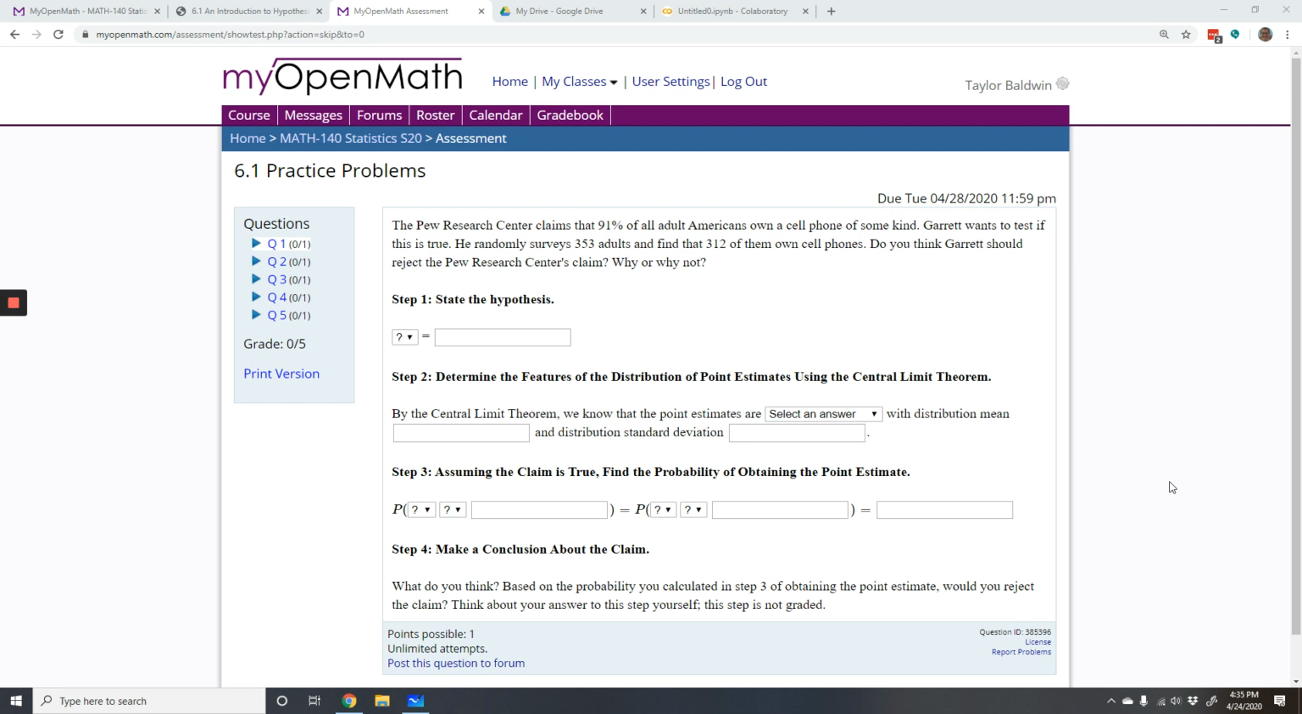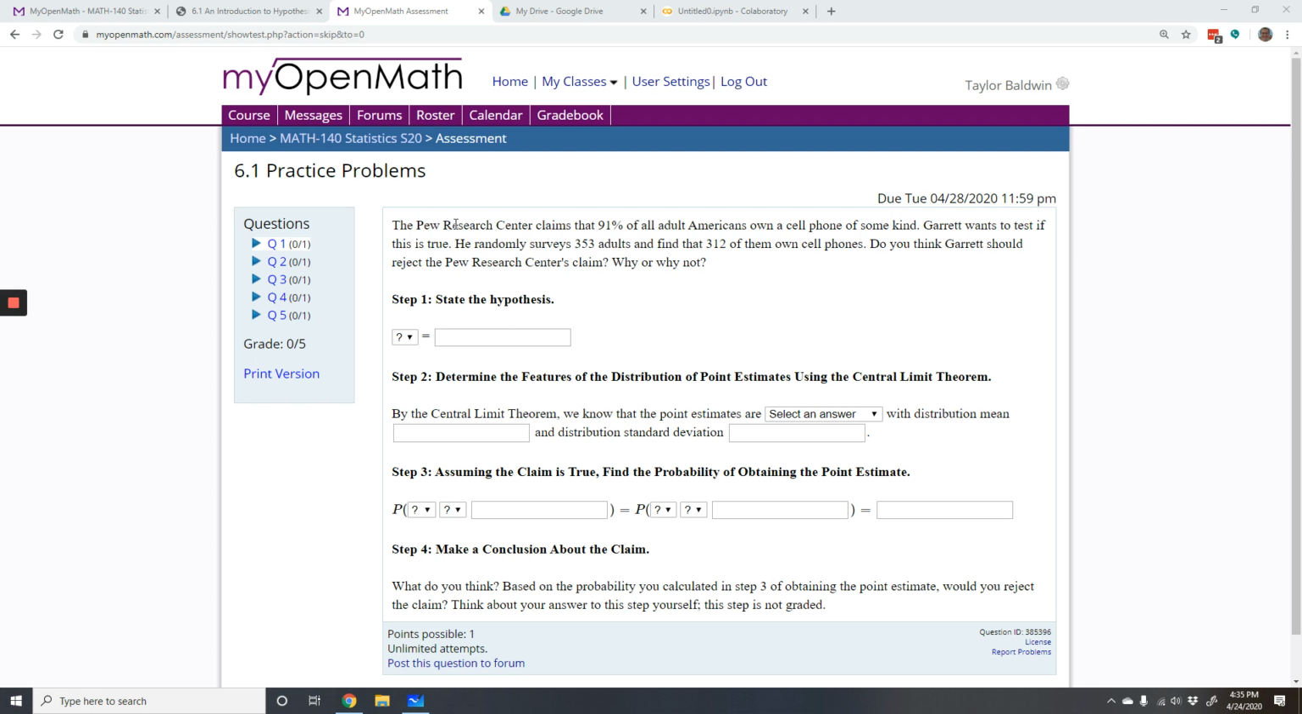So this is kind of an introduction to hypothesis testing. It is not yet a full hypothesis test, but it helps you understand some of the mechanics and some of the thought processes that are involved. So the very first thing that we need to identify is step one, state the hypothesis. What is the claim that we are testing?